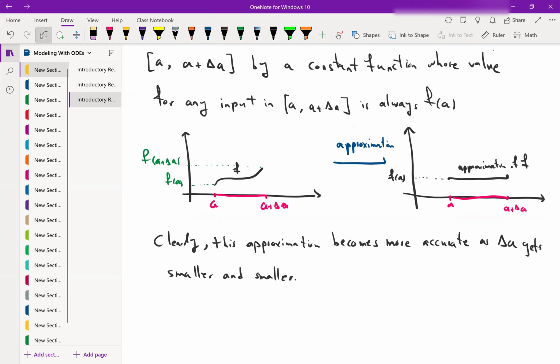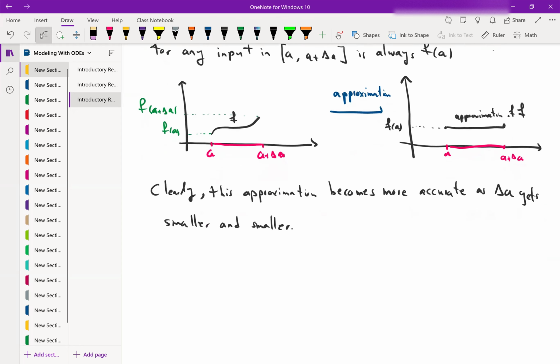Now, let me show you some examples of this. The idea I think I explained, but I'm going to show you some more concrete examples that will be very helpful in understanding the constructions of some of our ODE models. So here are some examples.